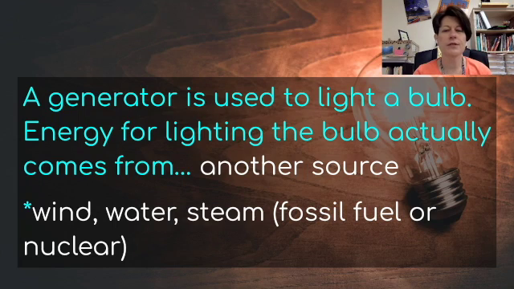So a generator is used to light a bulb, and the energy for lighting the bulb actually comes from another source. The source is wind, water, steam from fossil fuels, or nuclear energy, like I talked about before. Here with the water would be our hydroelectric plants. They also turn turbines that are hooked to a generator. Now, we're going to get into this a little bit later as to why alternating current works the way it does, but when that turbine turns and the coil turns, it actually produces alternating current.